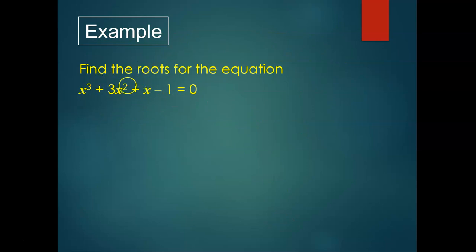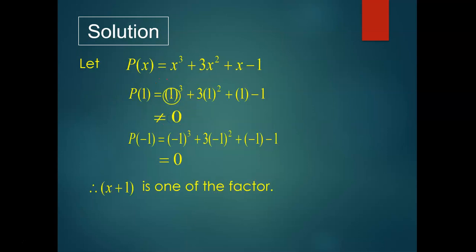Same question, same method. Find the roots for the equation of x cubed plus 3x squared plus x minus 1. So in order to find the value, we use the trial and error method first. Tapi kita tengok yang constant term punya factor, then we check plus 1 and minus 1.